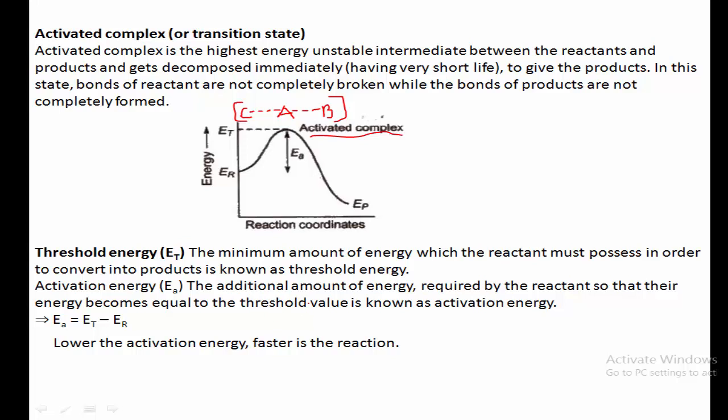For any reactant to undergo reaction, we should supply some amount of energy, and then it will undergo reaction and form the product. That minimum amount of energy which is required by the reactant in order to form products is known as threshold energy. Then activation energy, the additional amount of energy required by the reactant so that their energy becomes equal to the threshold value is known as activation energy. And this activation energy is given by EA is equal to ET minus ER. ET means threshold energy, minus energy of reactants. Lower the activation energy, faster is the reaction.